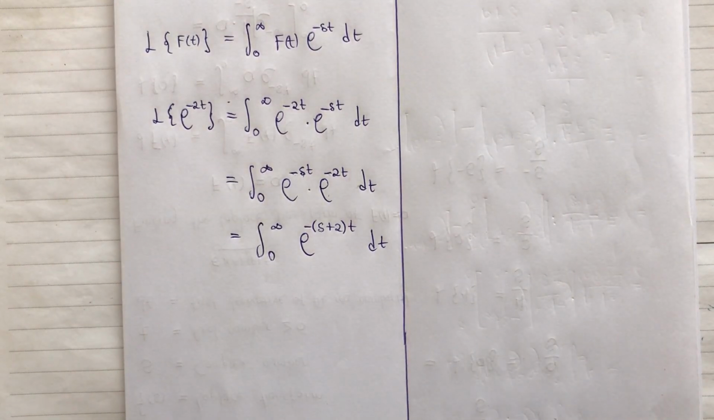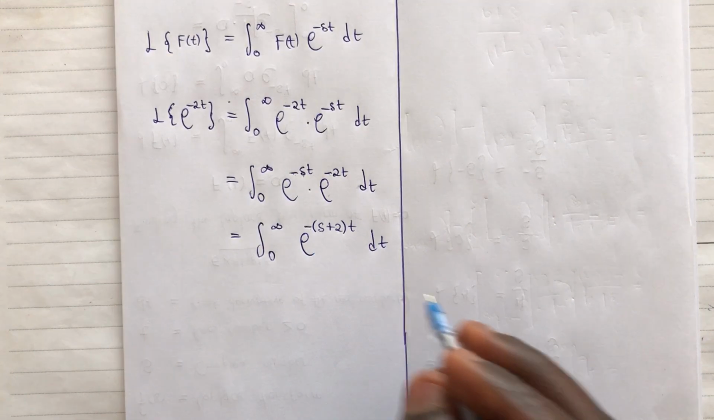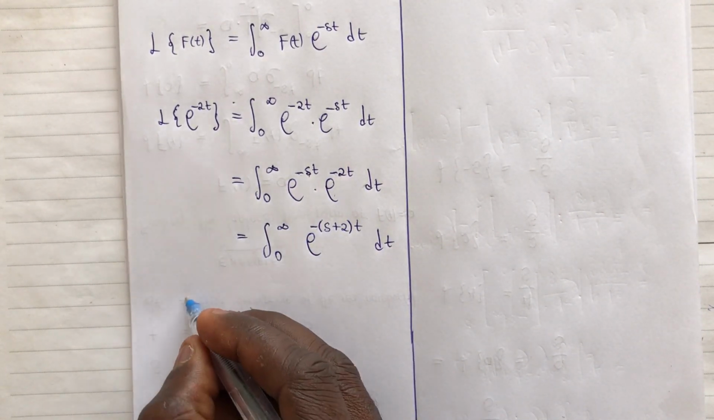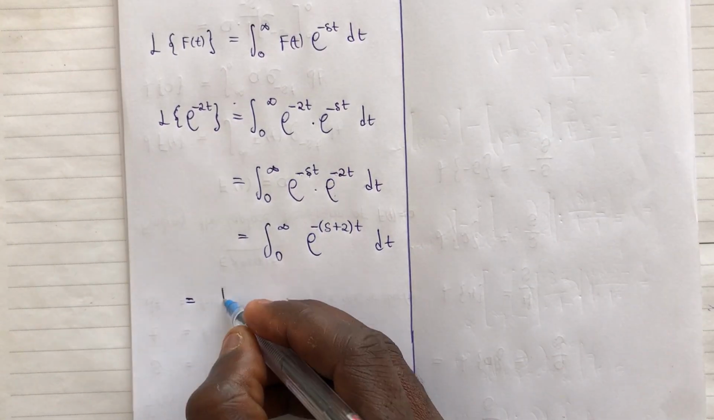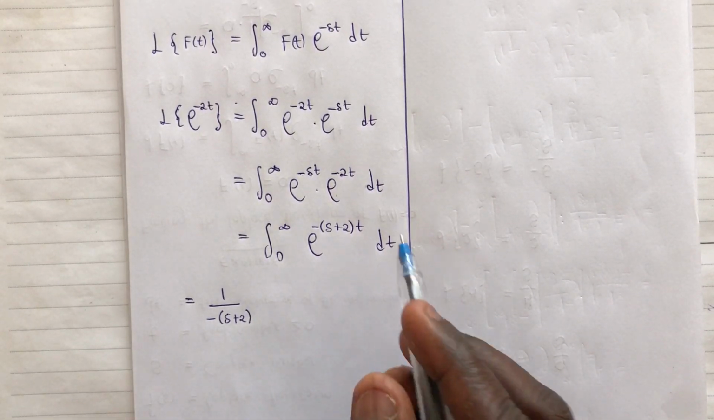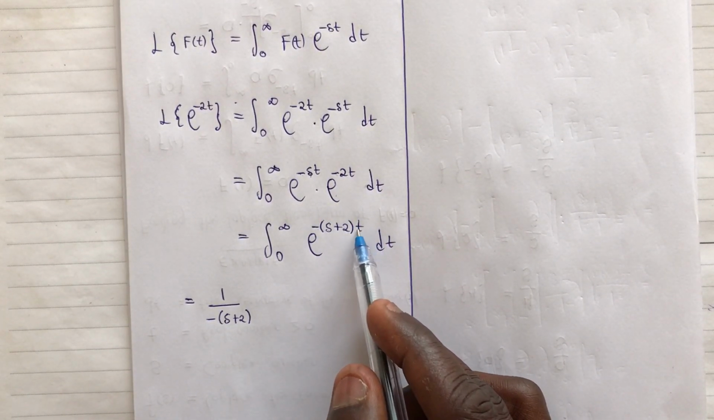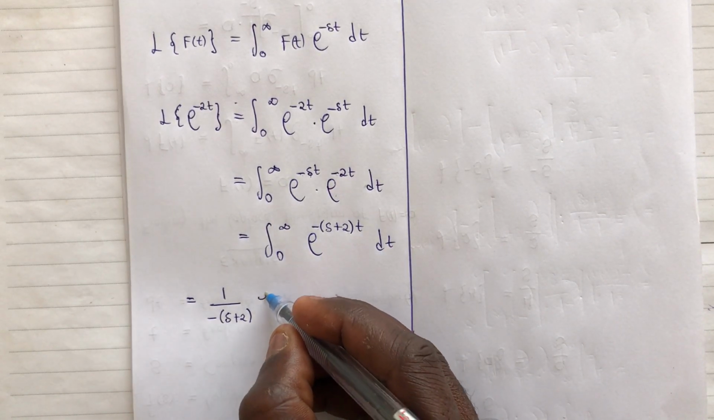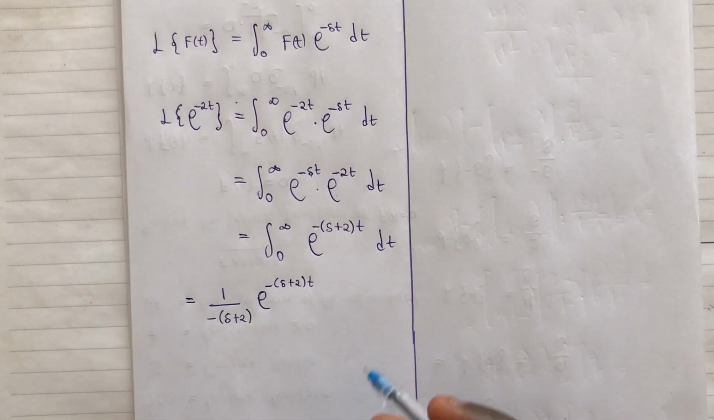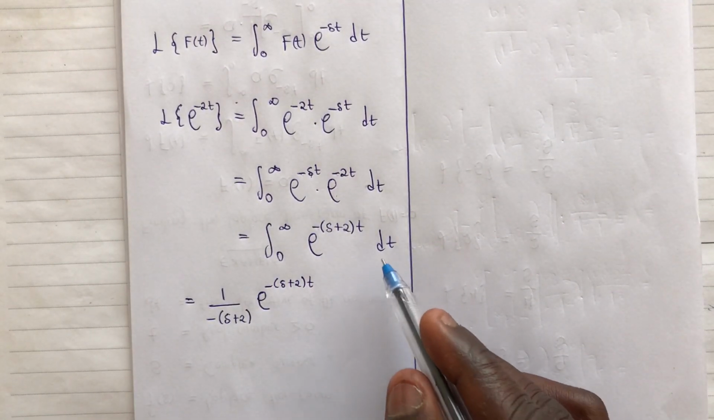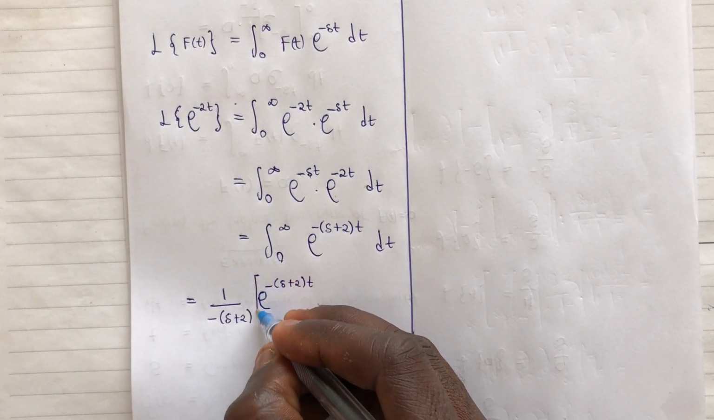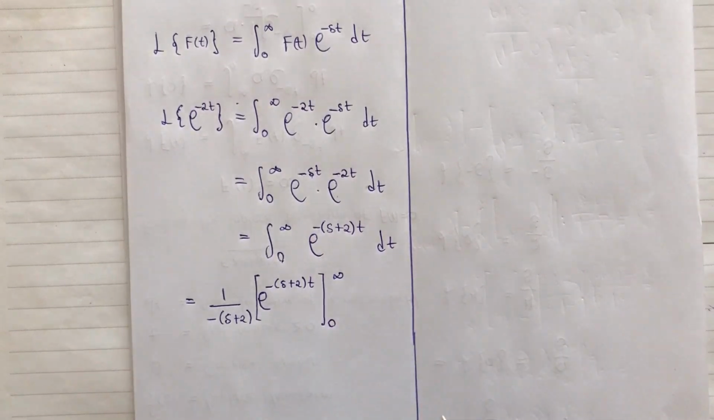Very simple. So from here, if I want to integrate this, because I want to substitute in the limit 0 to infinity, let me start from here. So we have 1 over negative s plus 2. I'm not adding t because this is the coefficient of the variable t, raised to the same power, negative s plus 2 times t. Now integration has already taken place. Introduce your upper and lower limit. So put this in brackets. This is 0, this is infinity.